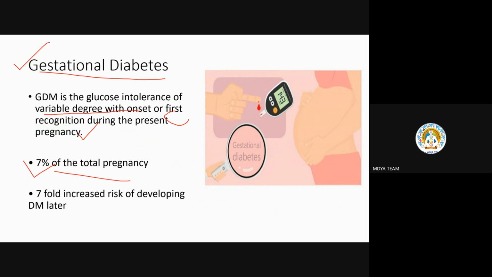If the female has it, then the child would have more chances of developing diabetes. It is a sevenfold increase, therefore it is written sevenfold. It increases the risk of developing diabetes mellitus to the child later in their own life.